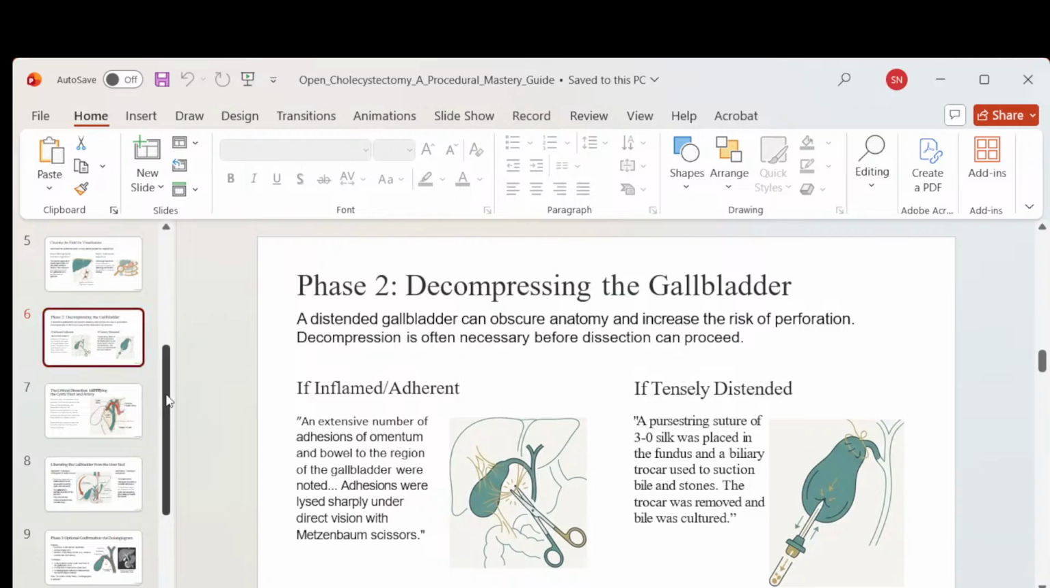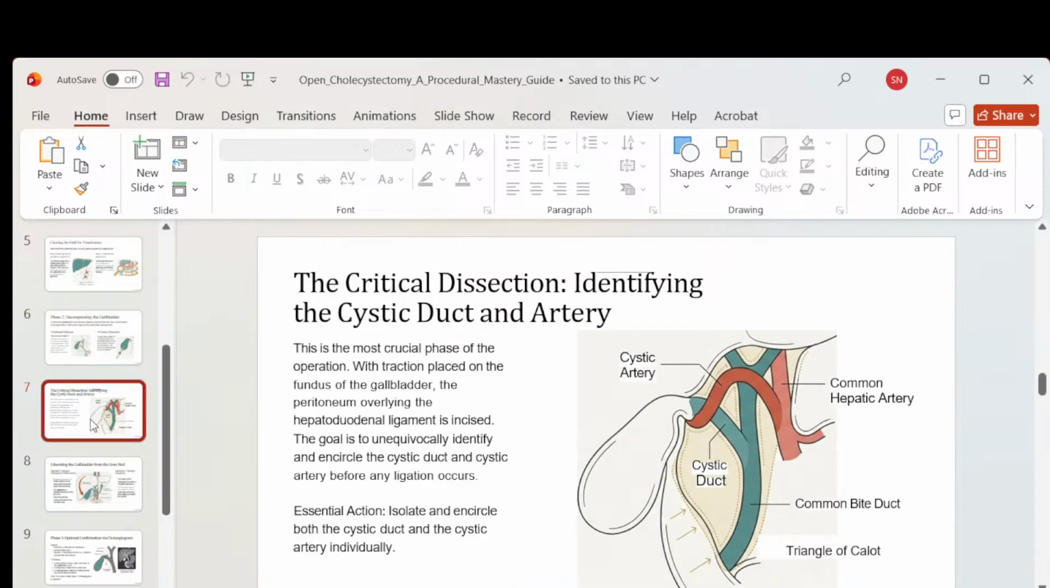Okay, so decompression of the gallbladder should be performed, followed by identifying the cystic duct and cystic artery. The words that are important: unequivocally identify and encircle the cystic duct and cystic artery before any ligation occurs. The essential action is to isolate and encircle both cystic duct and cystic artery individually. The word individually is most important. We should not encircle both the cystic artery and cystic duct together. So remember, separately.